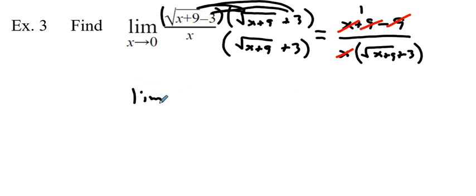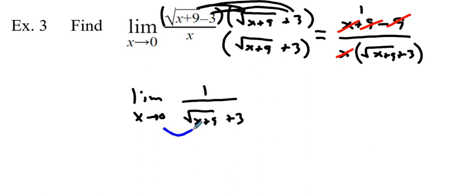The limit as x approaches 0 of 1 over the square root of x plus 9 plus 3. This fraction is equivalent to what we started with. It's a different way of writing it. If we write it this way, now we can do direct substitution. We can plug 0 in place of that x. And here's what that gives us.